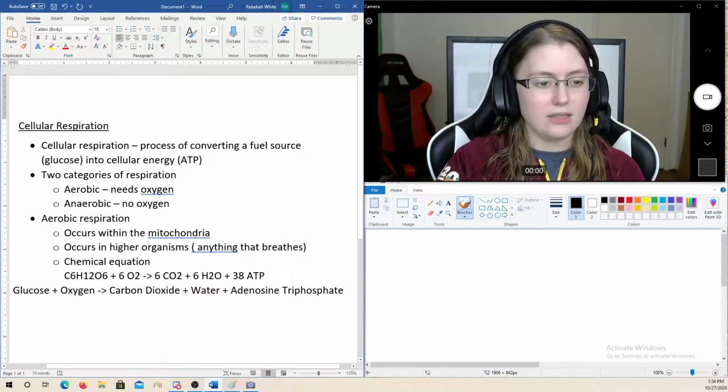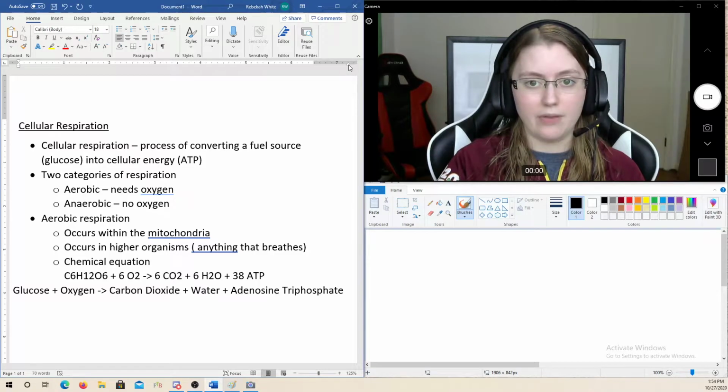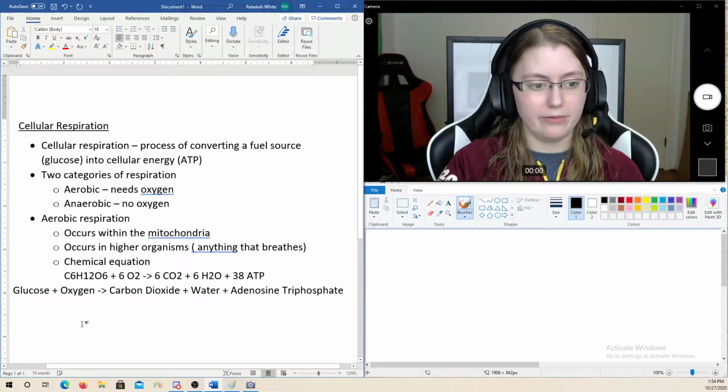Okay, does anybody notice anything in particular about this equation? What does it remind you of?